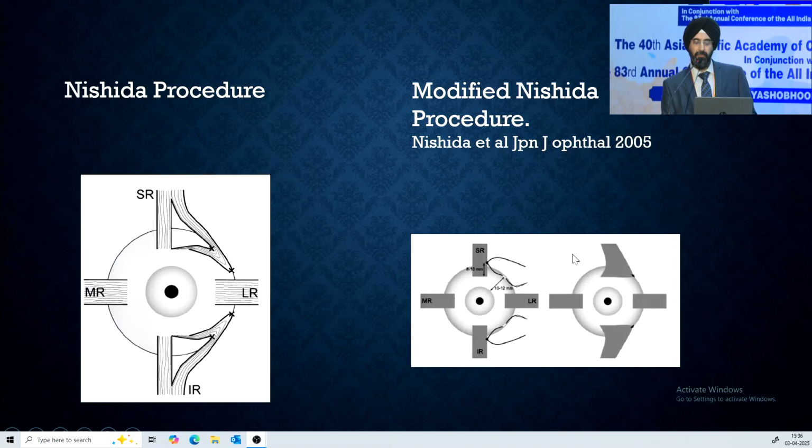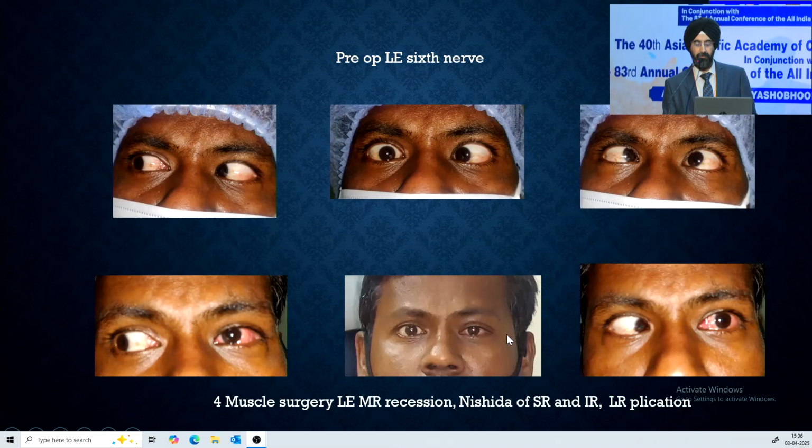So that is something known as a modified Nishida procedure, where there is no risk of anterior segment ischemia because you're not disinserting the muscles and just transposing them. Now, how it helps you: if you see here a left sixth nerve palsy, but the deviation is so large, when the patient is looking towards the left side, the eye is just not moving out. So there is a very large deviation and the lateral rectus is just not functioning.